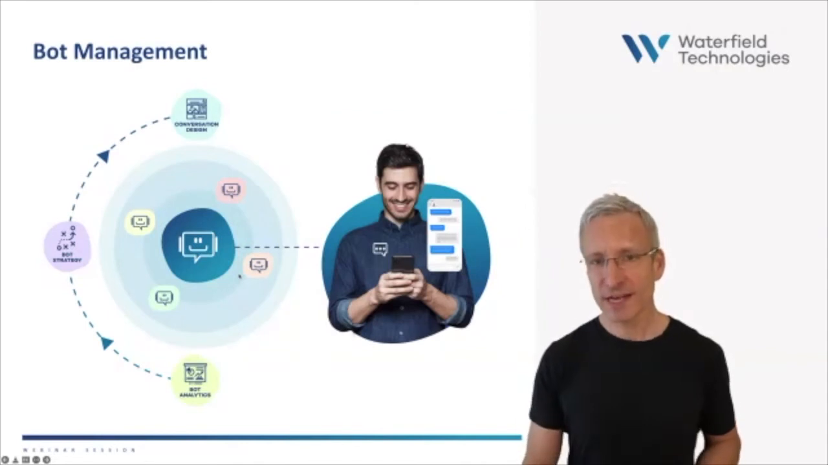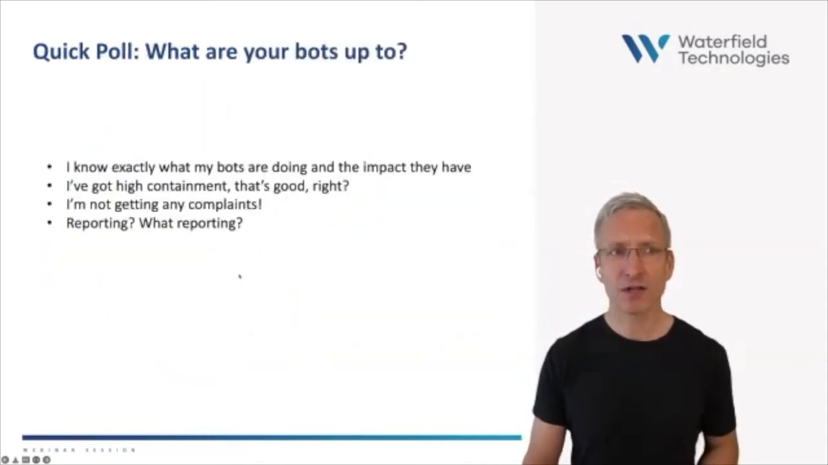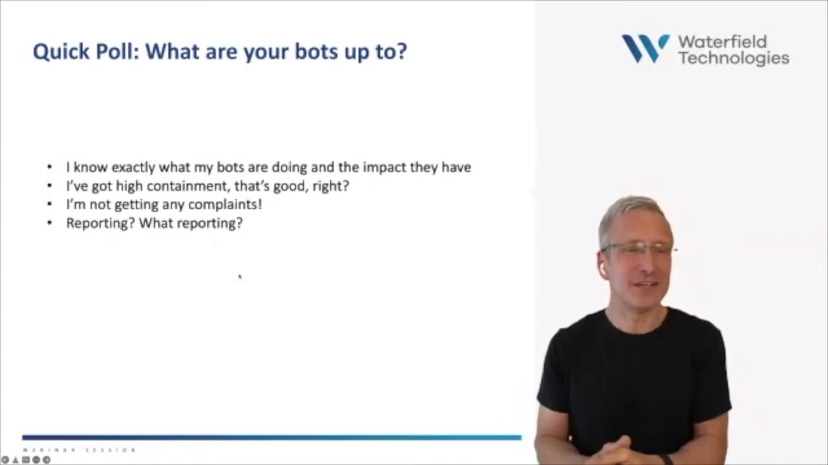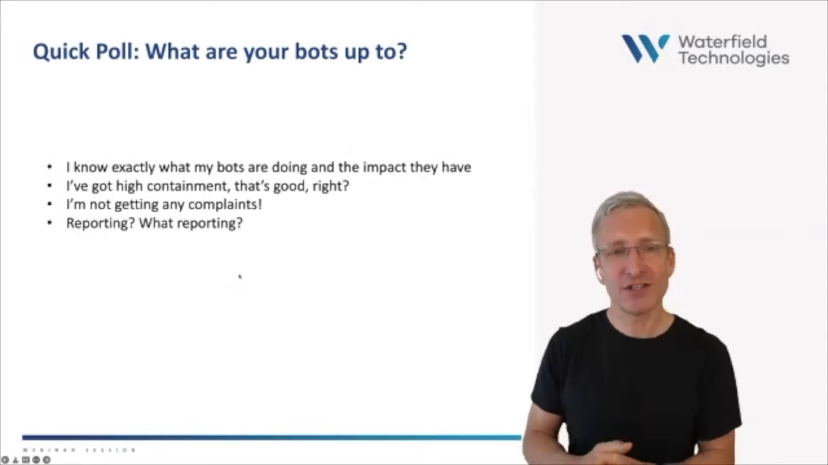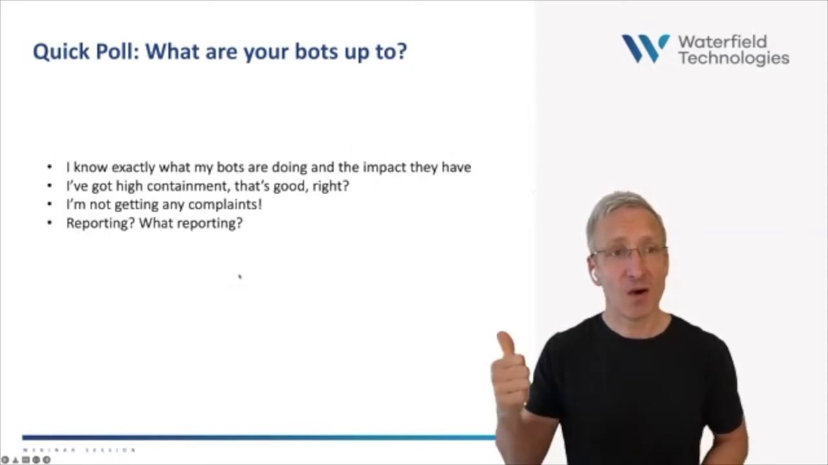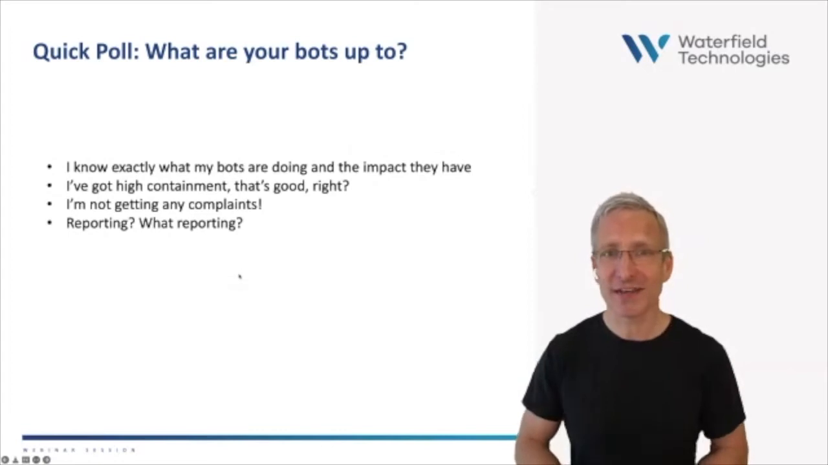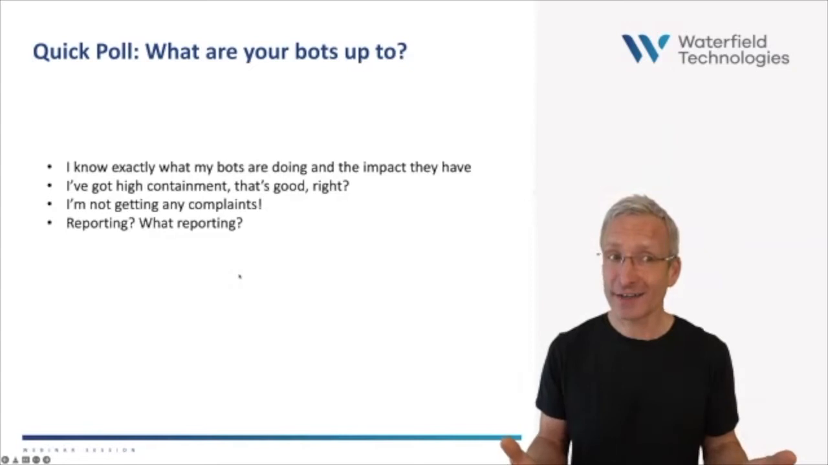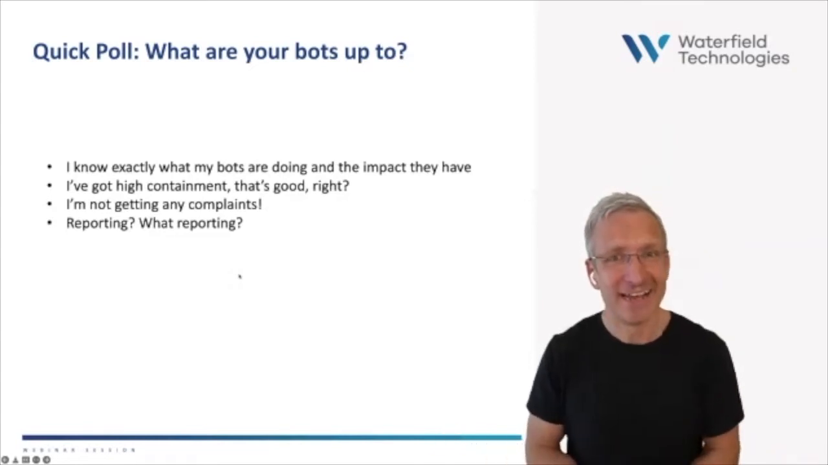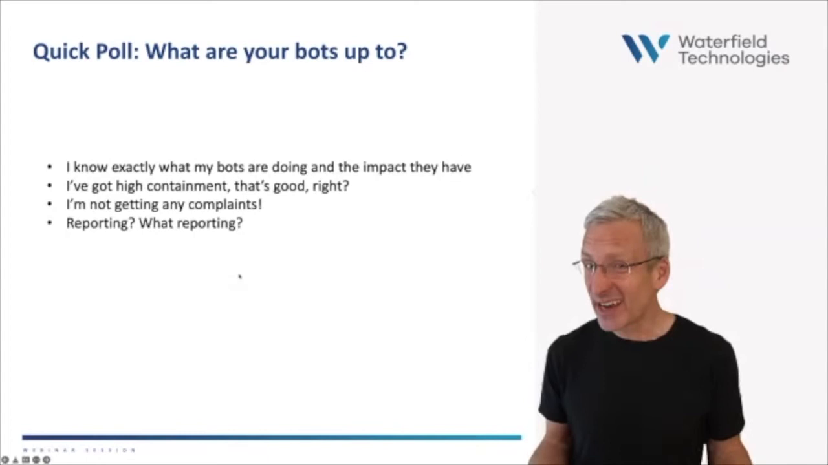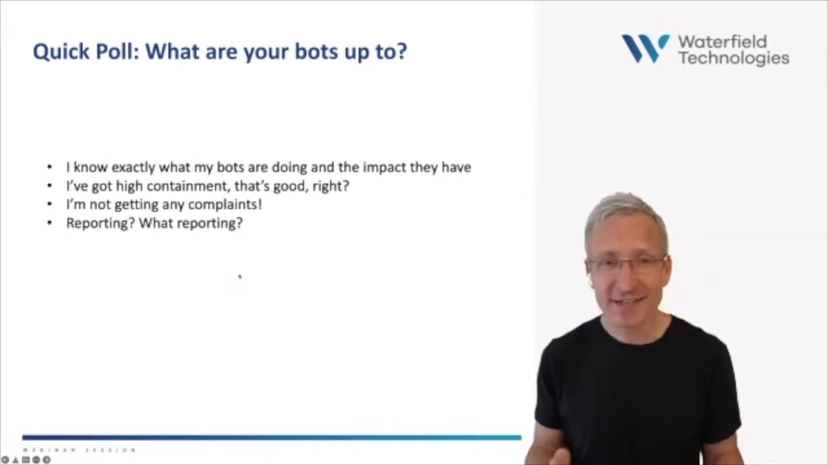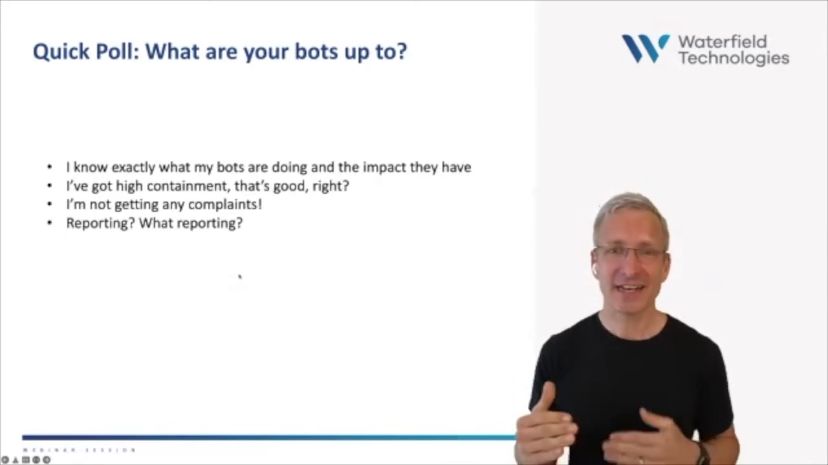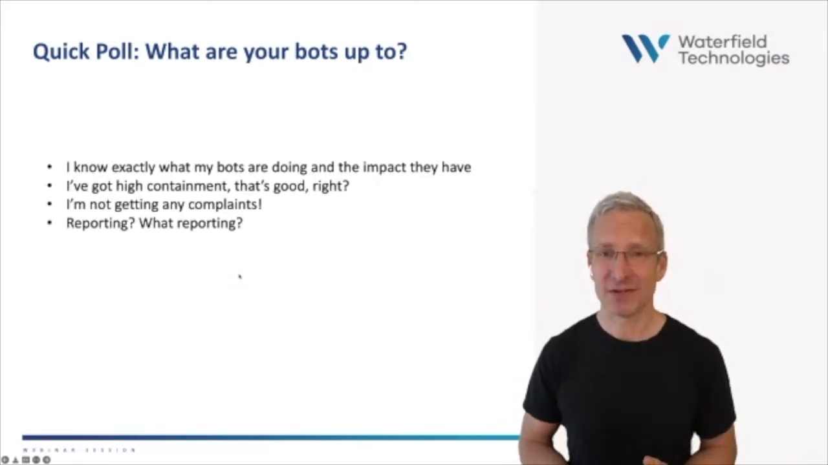Now, before we get started, let's just do a quick poll to see where you're at. So what are your bots up to? We'll put the poll on the screen now and just pick one of these. One, I know exactly what my bots are doing and the impact they have. 2, I've got high containment, and that's good, right? Or maybe you're just not getting any complaints. Or there's some people out there that are like, reporting? What reporting? Just click whichever of these make the most sense to you.